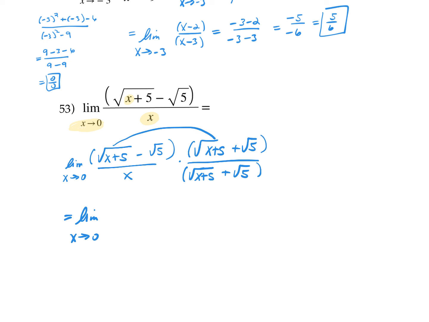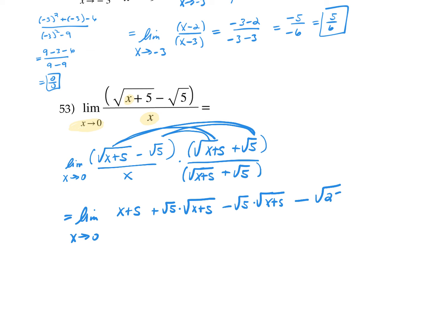The square root of x plus 5 times itself will just give us x plus 5. On the outside, we have a positive square root of 5 times the square root of x plus 5. On the inside, we have negative square root of 5 times the square root of x plus 5. And on the end, we have a negative square root of 5 times a positive, so it'll be negative square root of 25. All over, and I don't want you to distribute in the denominator, x times the square root of x plus 5 plus the square root of 5.